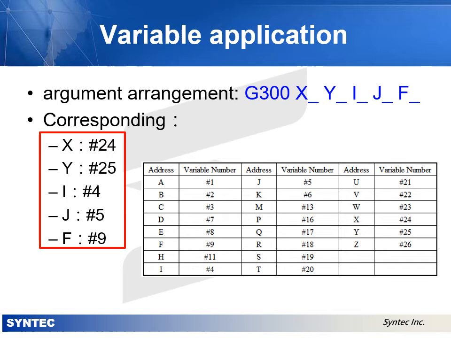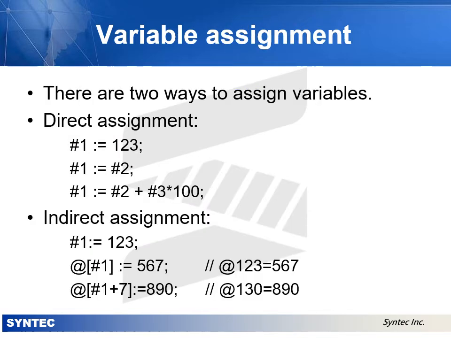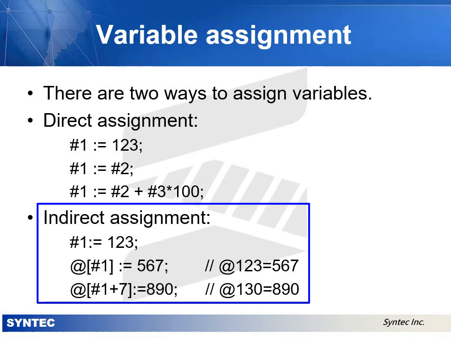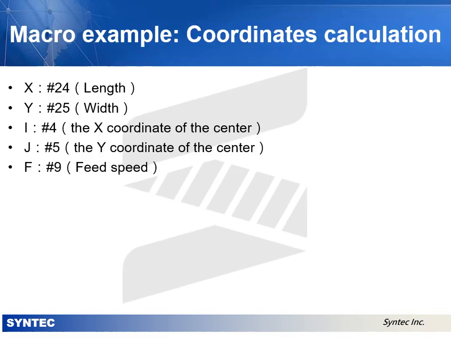The following page will introduce how to assign variables. There are 2 ways to assign variables. The first is direct assignment. That is assigning a variable to equal a value, another variable, or even a formula. The second is indirect assignment. That is using brackets to define the variable number itself to be a variable or formula, so that users can use variables more widely.